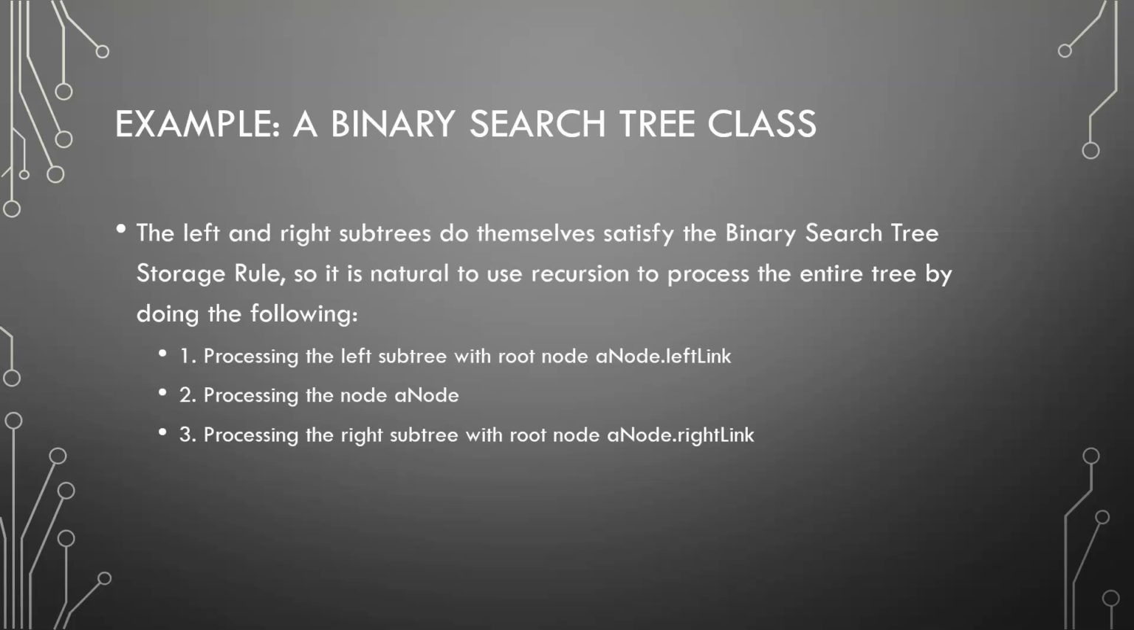Now, the left and right subtrees do themselves satisfy the binary search tree storage rule. So it's natural to use recursion to process the entire tree by doing the following. Process the left subtree with root node aNode.leftLink, process the node aNode, process the right subtree with root node aNode.rightLink. And you'll notice here that what we're using is in-order traversal.